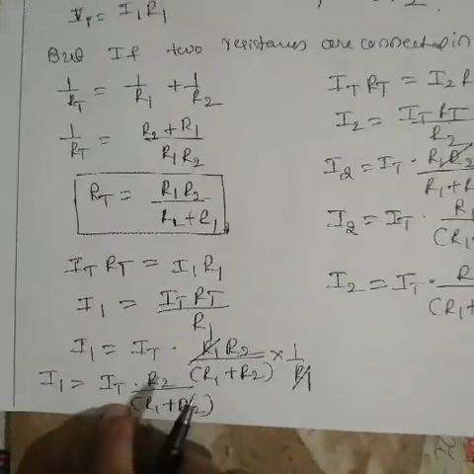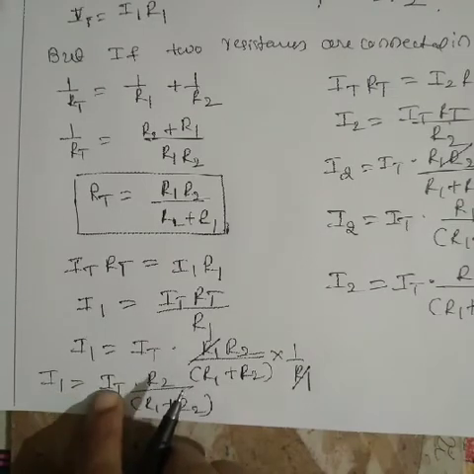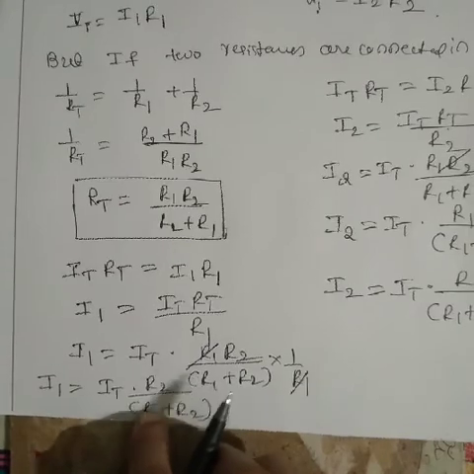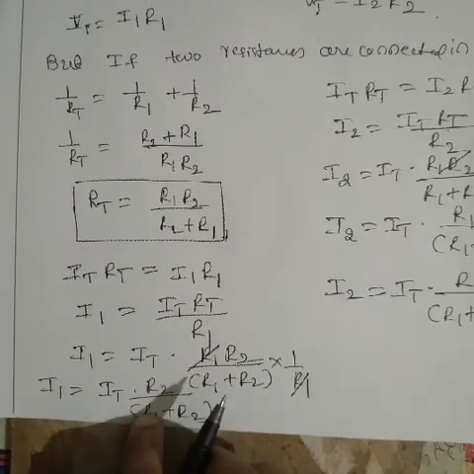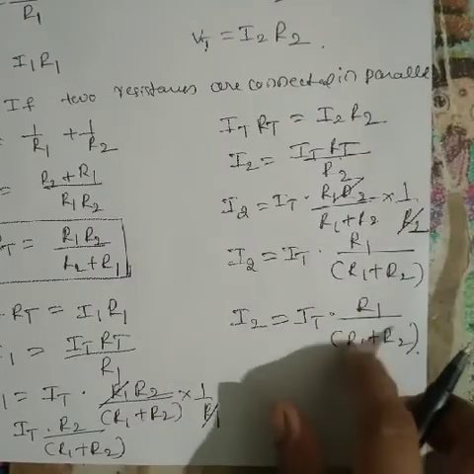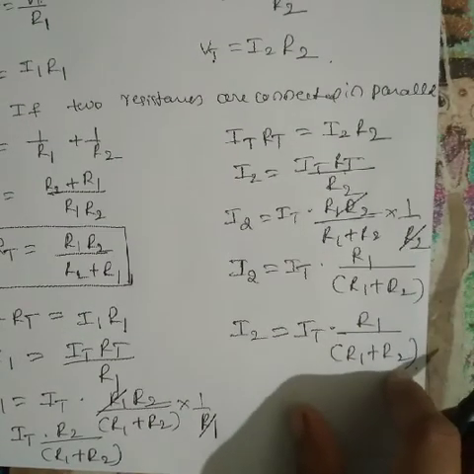This is your first branch: I1 is equal to total current into the opposite resistor divided by the sum of the resistances, that is IT into R2 divided by R1 plus R2. Therefore I2 is equal to IT into R1 divided by R1 plus R2. Okay, thank you.